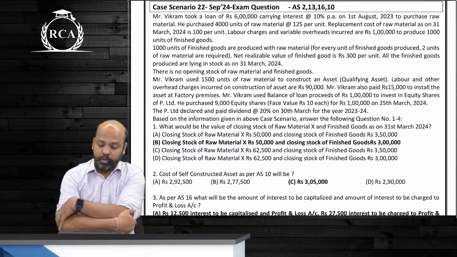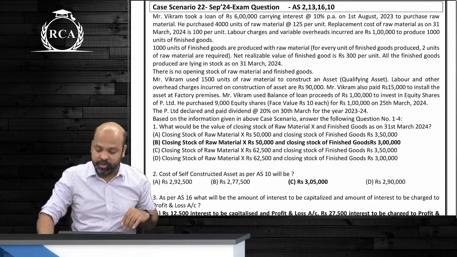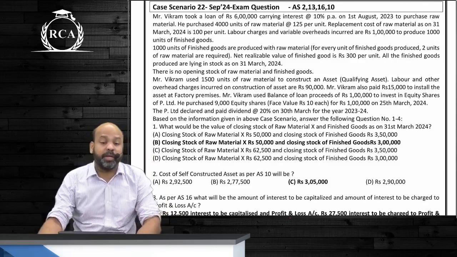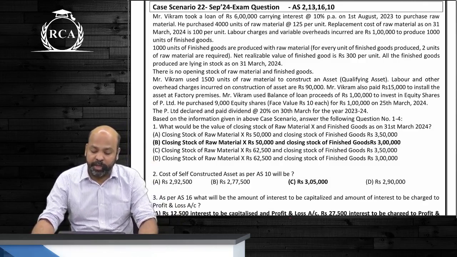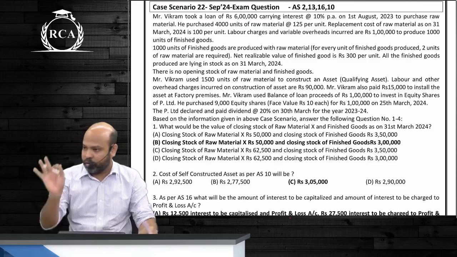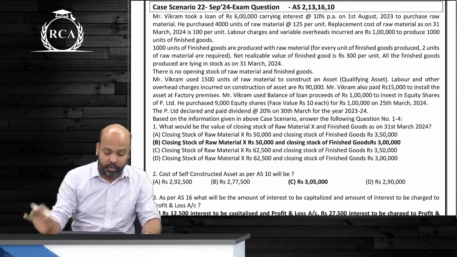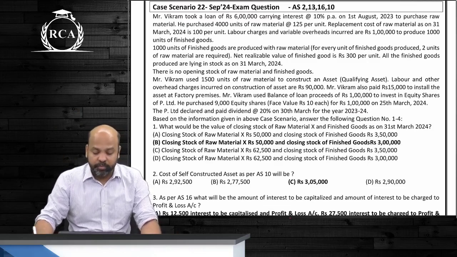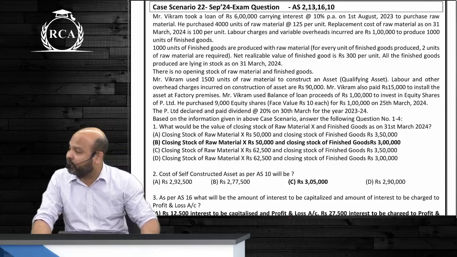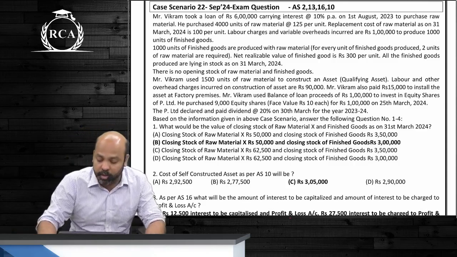Mr. Vikram took a loan of rupees 6 lakhs carrying interest at the rate of 10% per annum on 1st August 2023 to purchase raw material. He purchased 4,000 units of raw material at 125. Loan was taken to buy raw material. The entire amount of loan is not used. How many units did we buy? 4,000 into 125. That means 5 lakhs. We used 5 lakh rupees out of it to buy raw material.